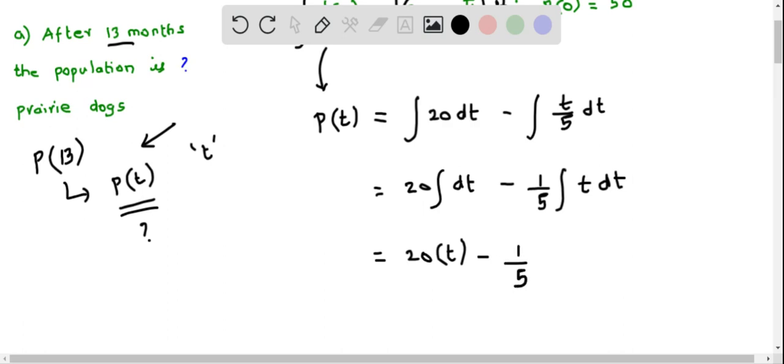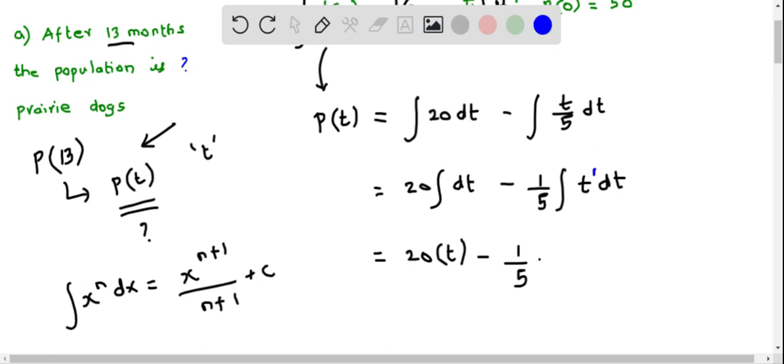Here we can use the power rule of integral. That is, suppose we have x raised to the power of n dx and we want to find the integral of this one, we utilize the formula: this equals x raised to the power of n plus 1 divided by n plus 1, plus the integration constant. So when you use this power rule of integral, here we assume that this t is equivalent to t raised to the power of 1. So therefore n equals 1 here. So I replace n by 1. This becomes t raised to 1 plus 1 divided by the same number, that is 1 plus 1. And we also put the integration constant c.